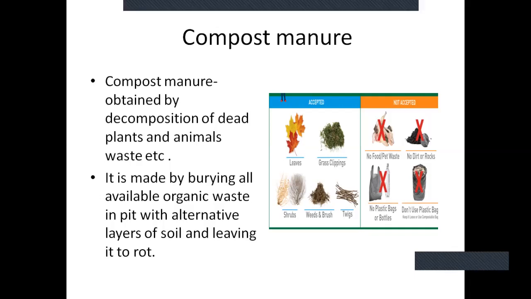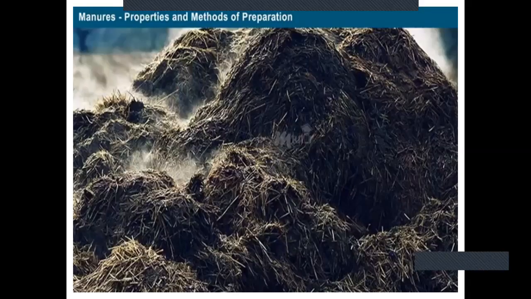This is about all the different types of manures. Now I am sharing a link which will explain the properties and the method of preparation of manure. So please watch this link and come back to my class.